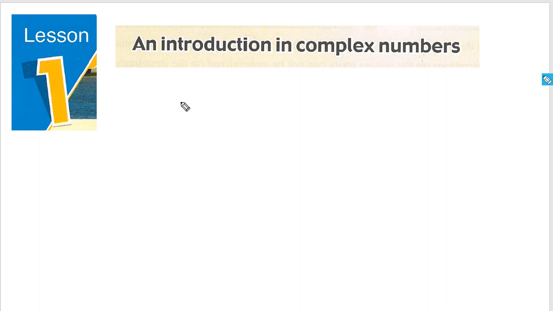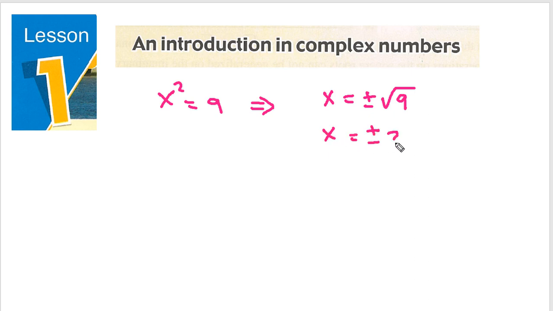So we will start, for example, if I had an equation like x power 2 is equal to 9. How to solve it? You will say we will take the square root for both sides. Then it will be x is equal to positive or negative root 9. Square root 9. Then x is equal to positive or negative 3.